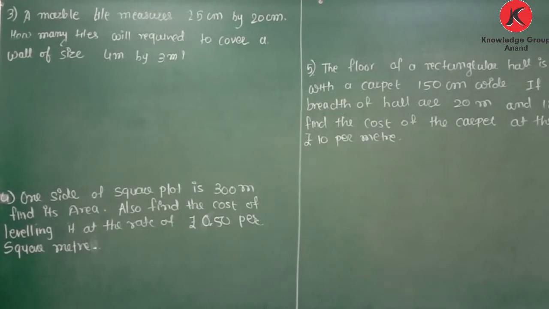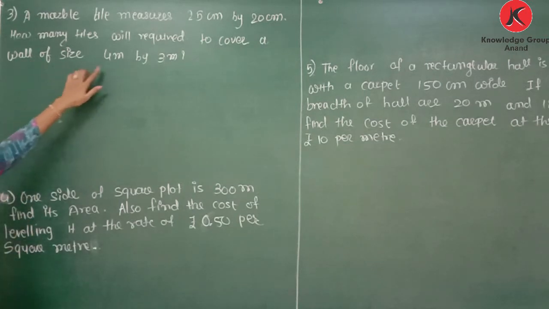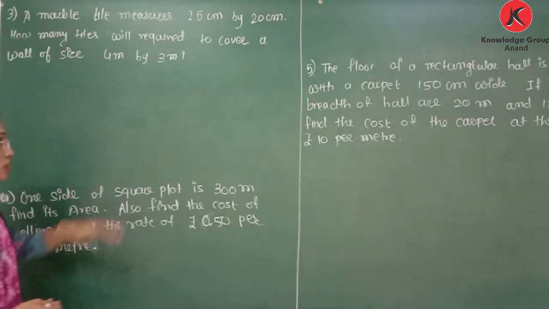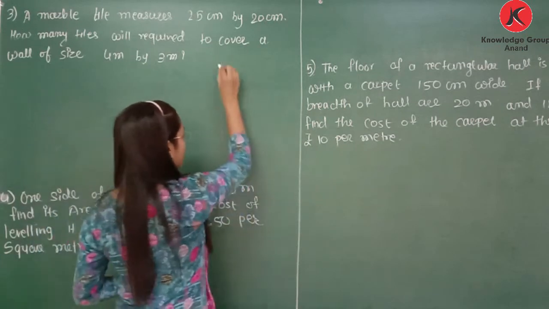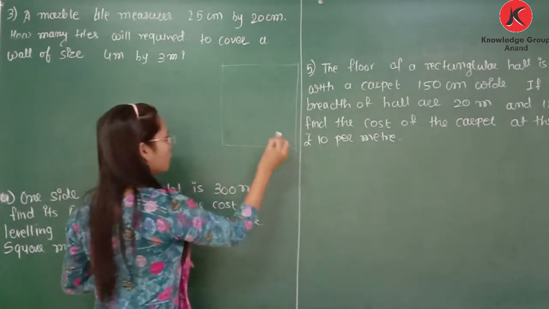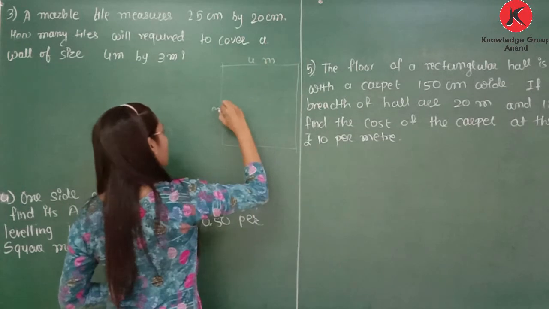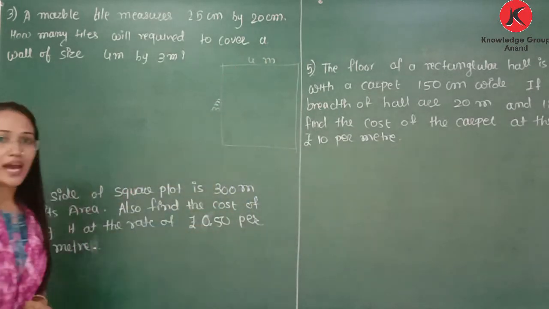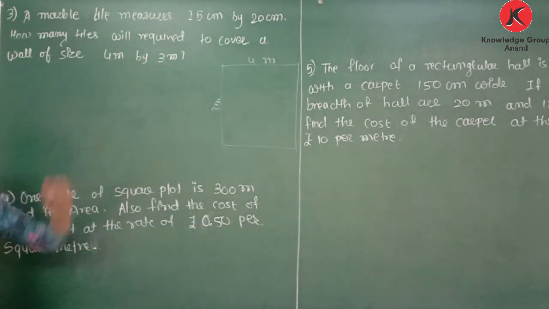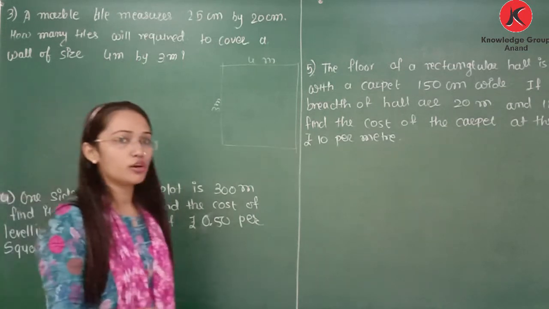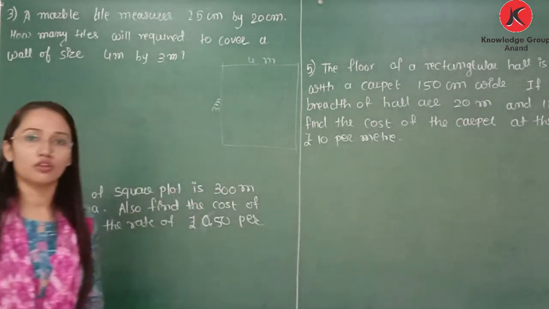Now next, a marble tile measures 25 cm by 20 cm. How many tiles will be required to cover a wall of size 4 meter by 3 meter? Now this is a new kind of example. There is one wall. Let's consider this is a wall whose measurements are 4 meter and 3 meter, and we need to place tiles of 25 cm and 20 cm. It is kind of flooring. If you see your room, there are tiles placed on the floor.